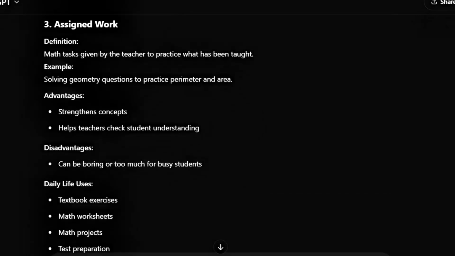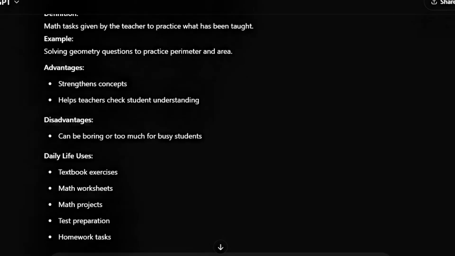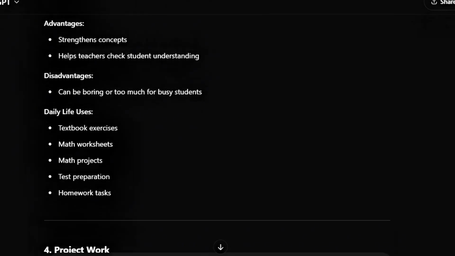Assigned work. Definition: math tasks given by the teacher to practice what has been taught. Example: solving geometry questions to practice perimeter and area. Advantages: strengthens concepts, helps teachers check student understanding. Disadvantages: can be boring or too much for busy students. Daily life uses: textbook exercises, math worksheets, math projects, test preparation, homework tasks.